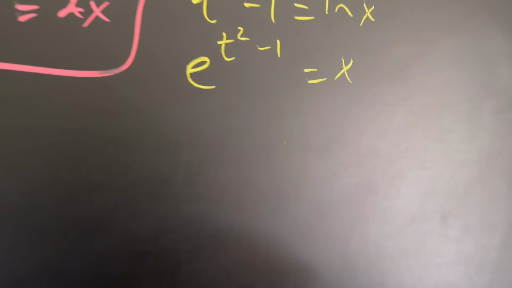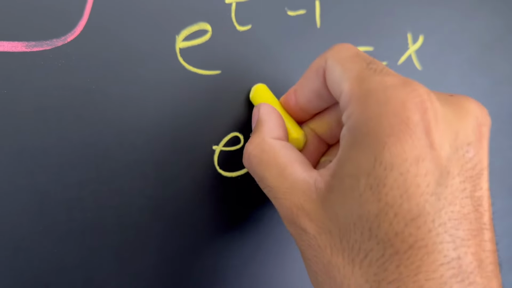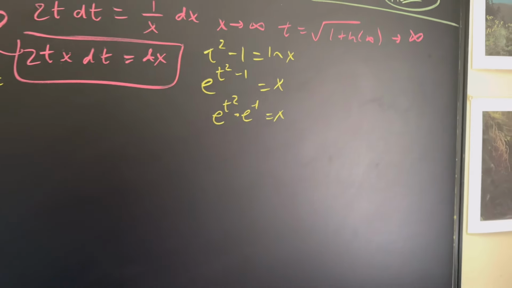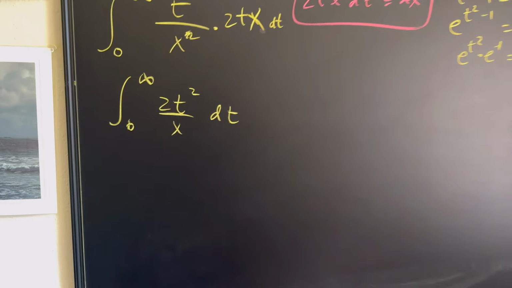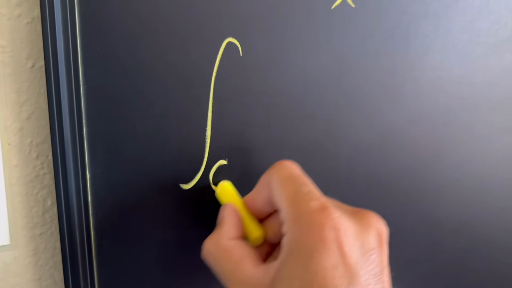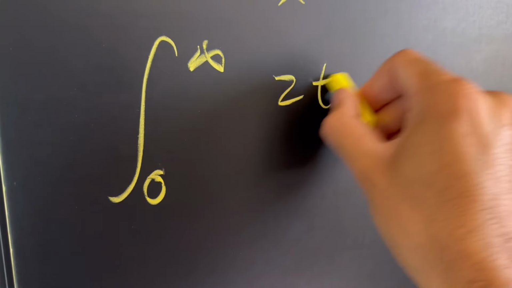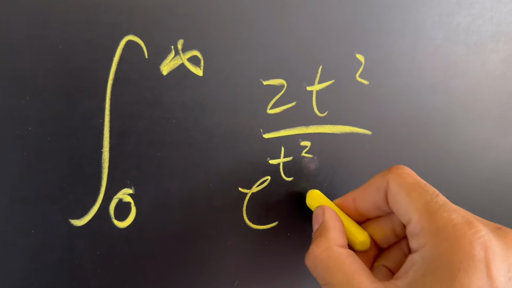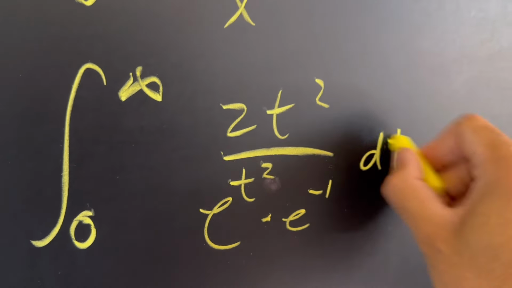Now, before I do any of that, let me just go ahead and rewrite this as e to the t squared times e to the negative 1, so that can be better visualized once we plug it in here. So now our integral is the integral from 0 to infinity of 2t squared over, and then the x, we just said it was e to the t squared times e to the negative 1, dt.